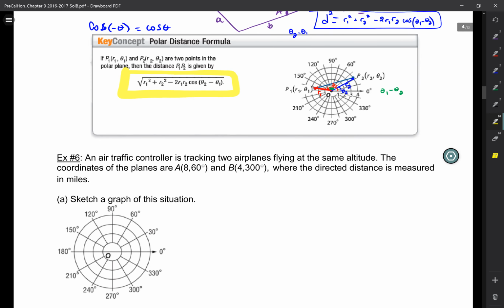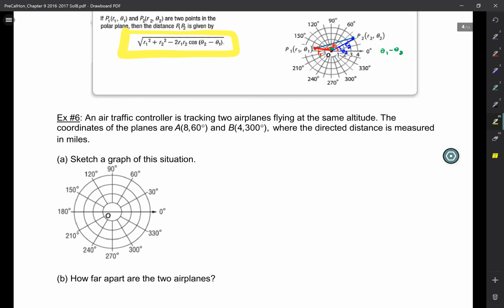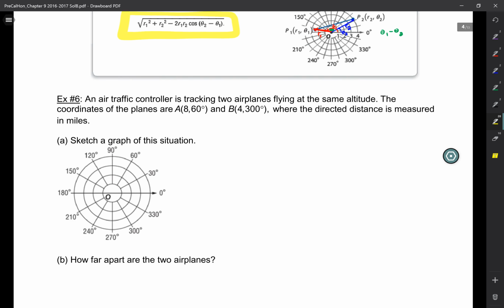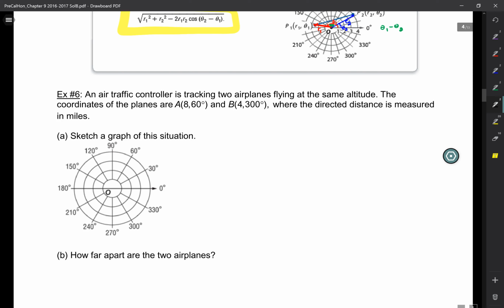Okay, so you have an air traffic controller tracking two airplanes flying at the same altitude. That's not cool, right? Because they could potentially hit. One of them is at 8 and 60 degrees. So if the radius is 8, I can count by twos. So this is 2, 4, 6, 8. So plane A is at 8 and 60 right there. And plane B is at 4 and 300 right there.